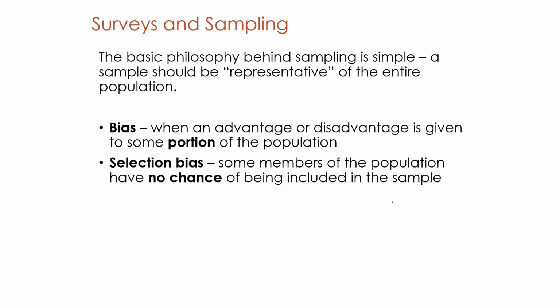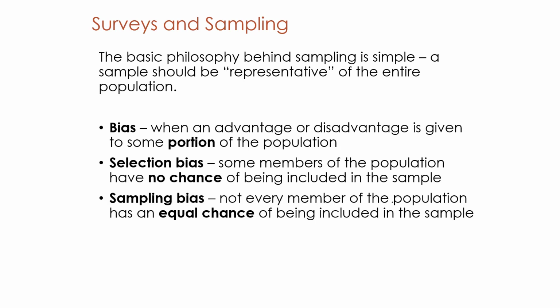So if you are running a survey over the phone, people who don't have a phone aren't going to be able to be in your sample. If you're running your survey via email, people who don't have an email account are going to have no chance of being in your sample. Sampling bias: not every member of the population has an equal chance of being included in the sample.